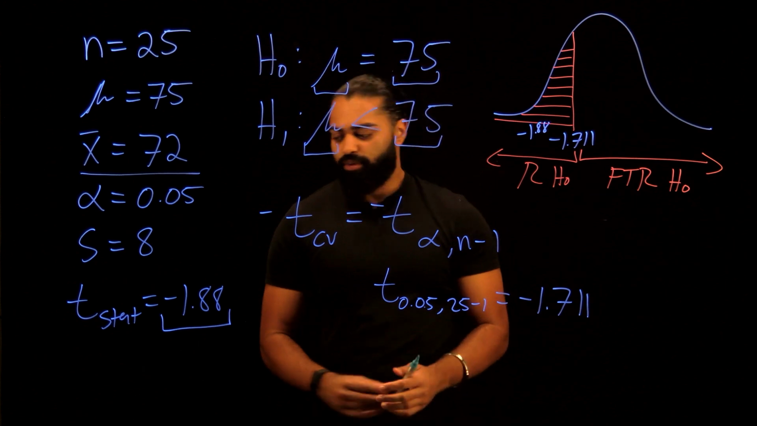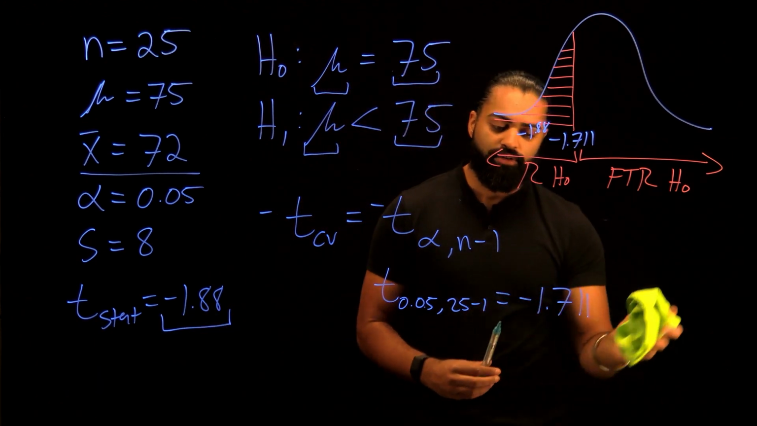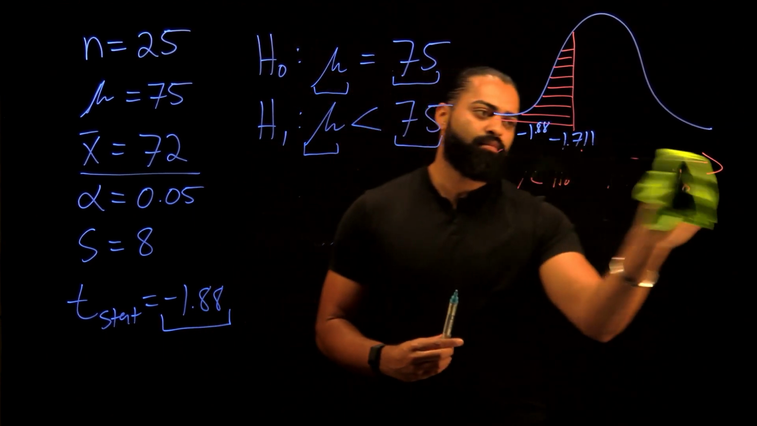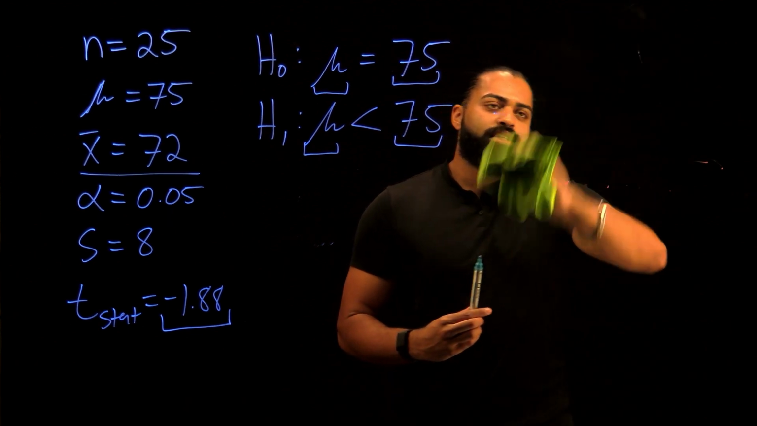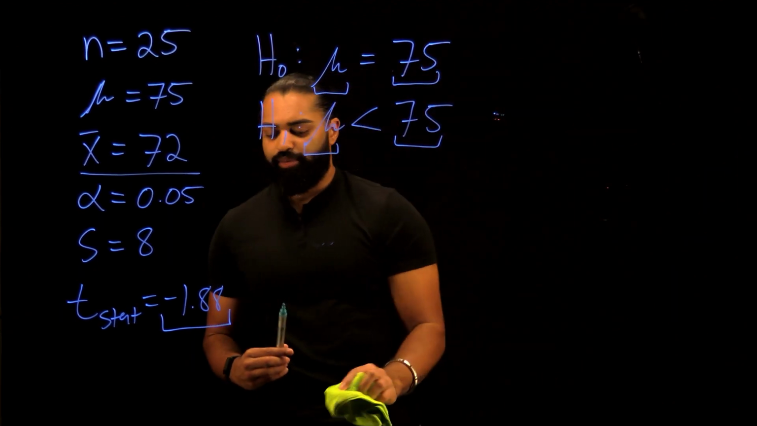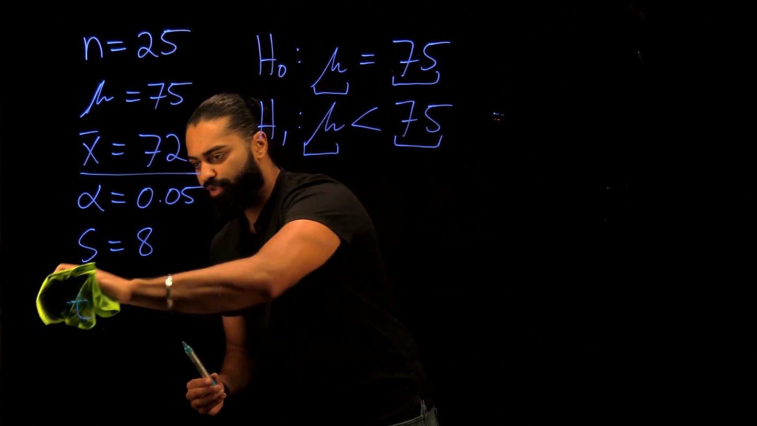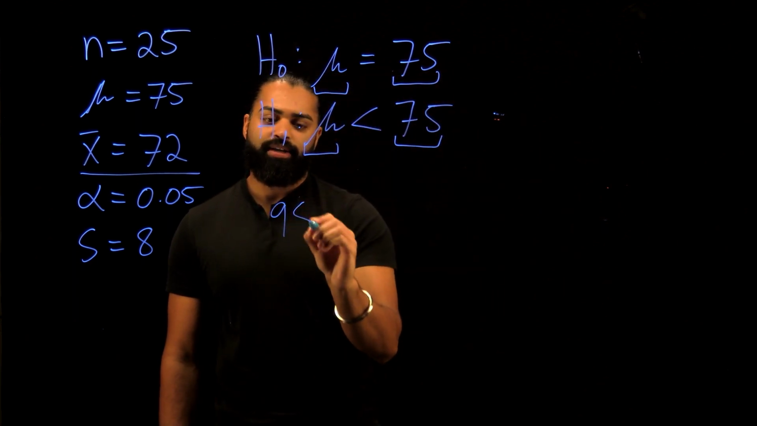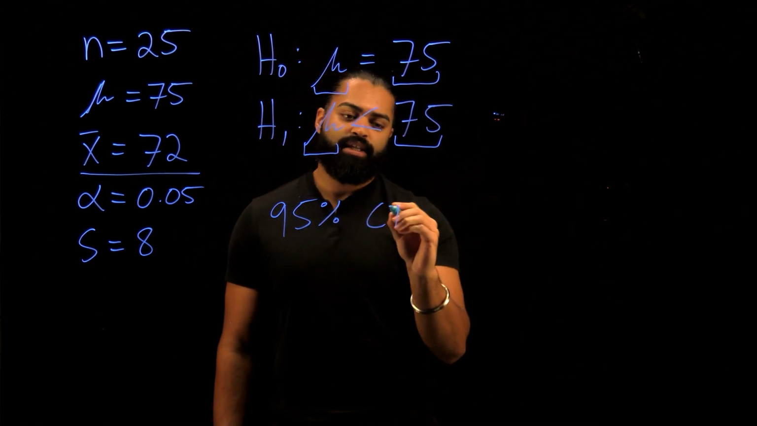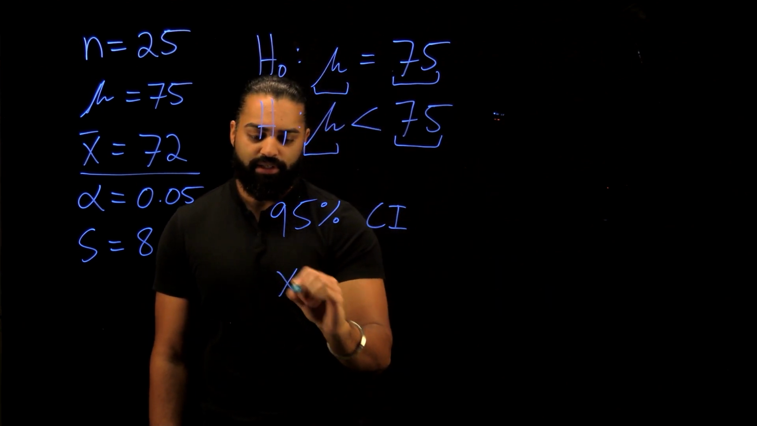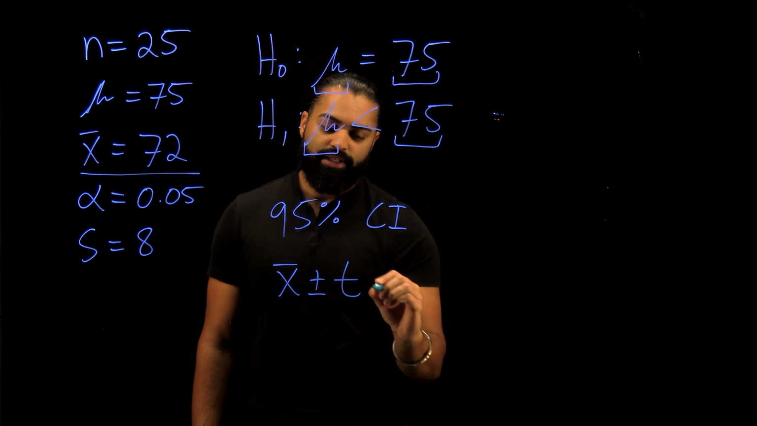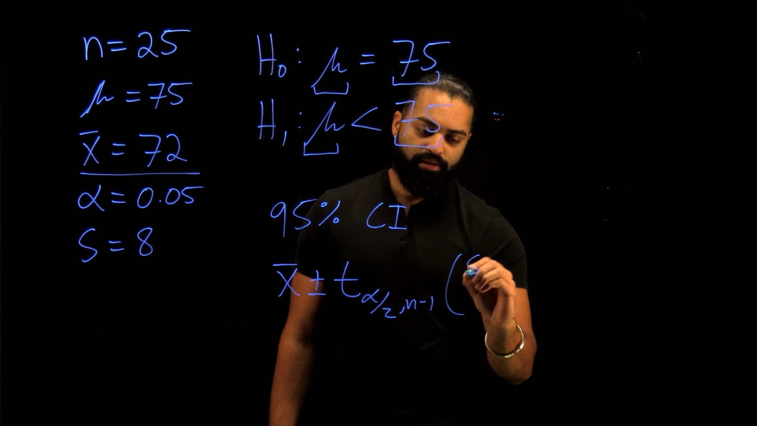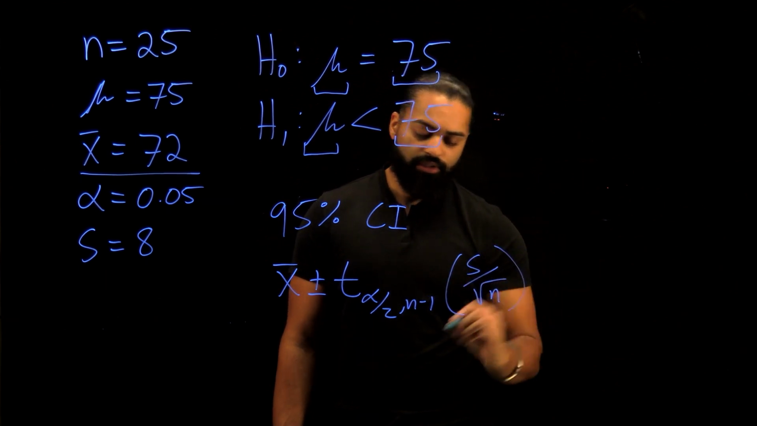Now, the next part of this would be, I ask you for a confidence interval. For this, we're going to assume that you're going to have a 95% confidence interval. 95% CI stands for confidence interval. The formula for this is x bar plus or minus the t of alpha divided by 2, comma n minus 1, and we multiply all that by the standard deviation over the square root of n.